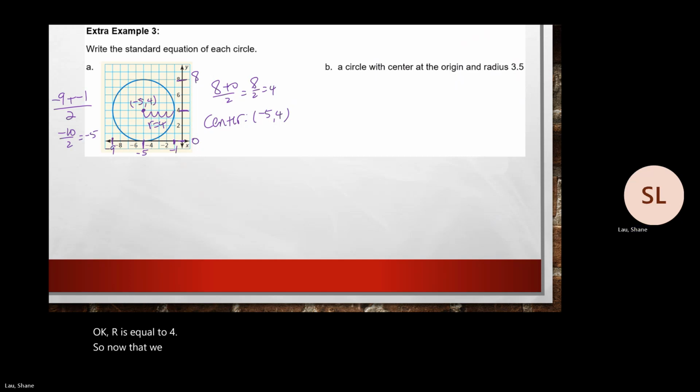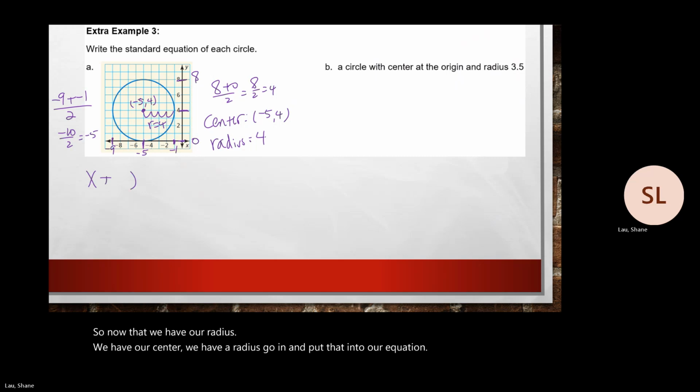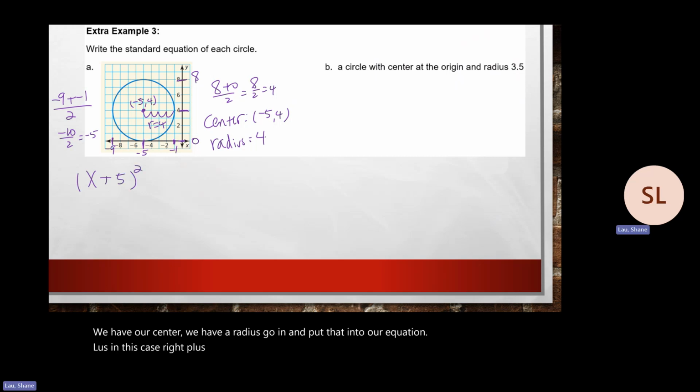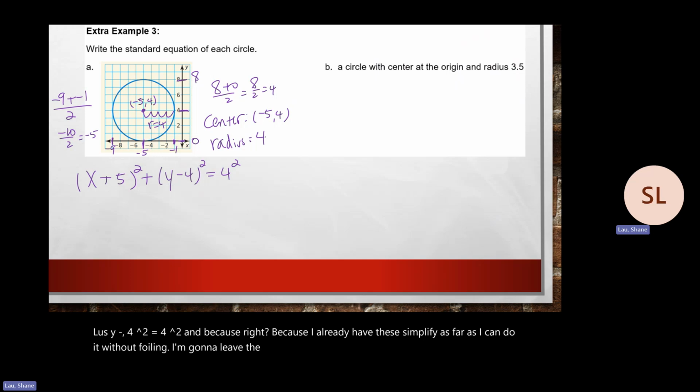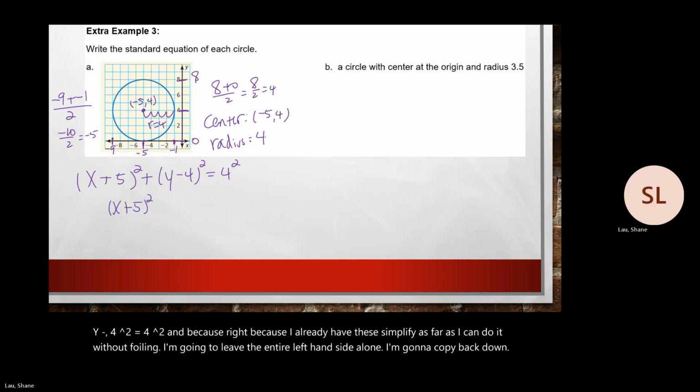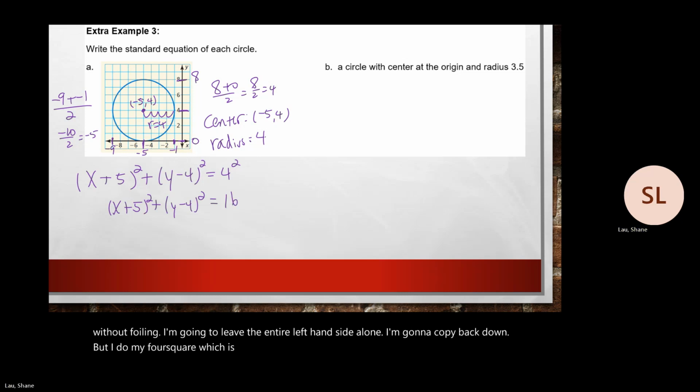So now that we have our radius, we have our center, go ahead and put that into our equation. X plus, in this case, right, plus 5 squared plus y minus 4 squared equals 4 squared. And because I already have these simplified as far as I can do it without FOILing, I'm going to leave the entire left-hand side alone. I'm going to copy it back down. But I'll do my 4 squared, which is 16. That's it.